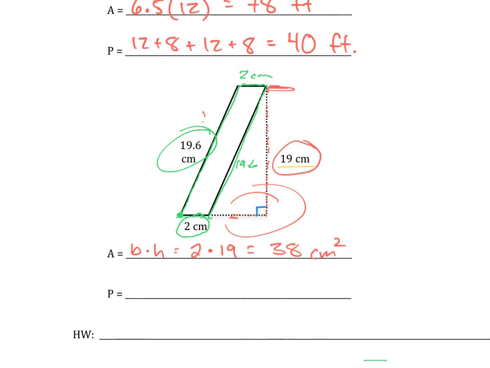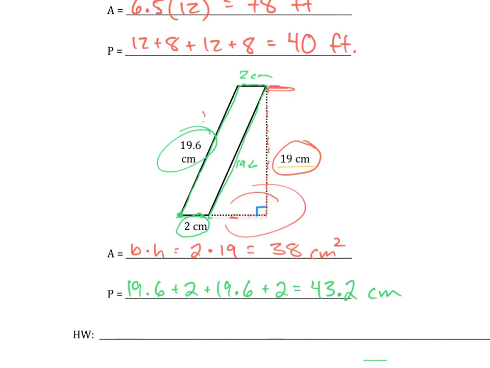So the perimeter is 19.6 plus 2 plus 19.6 plus 2. Or you could go 19.6 times 2 plus 2 times 2. Or you could go 19.6 plus 2 is 21.6. Double it. Multiply that number by 2. Either way you do it, it's all kind of different ways of doing the same thing. The perimeter is 43.2. And what would my label be?